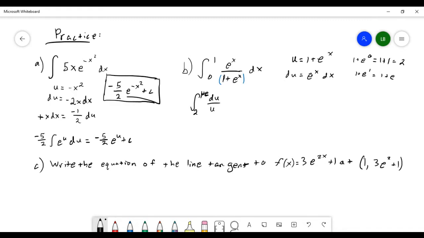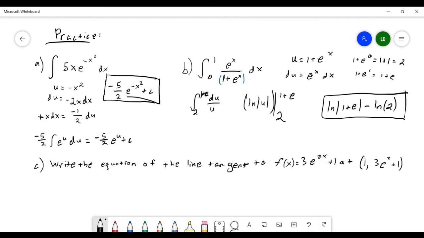And the integral of du over u is just the natural log of u. Then our limits are now 2 to 1 plus e. And we just plug in the top limit, natural log of 1 plus e, and subtract the bottom limit, natural log of 2. So you're exactly right. Just remember e to the 0th is equal to positive 1. Nice job.